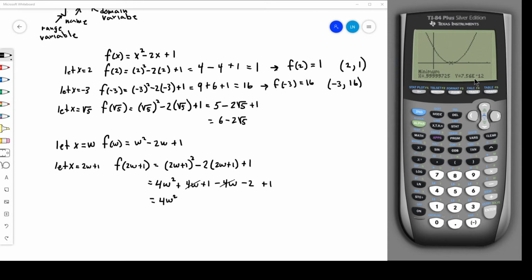This is basically 0, all right? This is the calculator's version of scientific notation. So 7.56 e negative 12 is 7.56 times 10 to the negative 12th. A 7 with 11 zeros in front of it is effectively 0. And this here is, again, effectively 1.